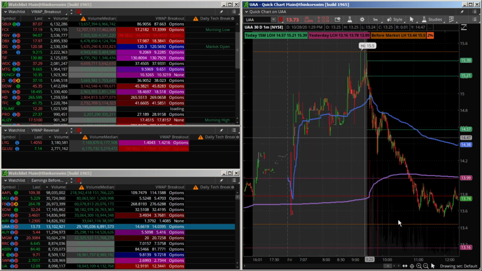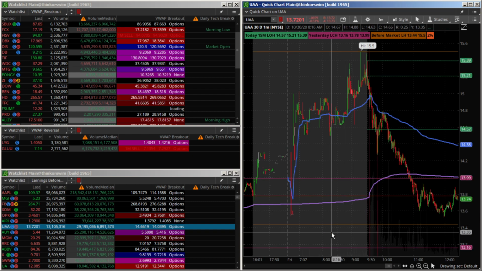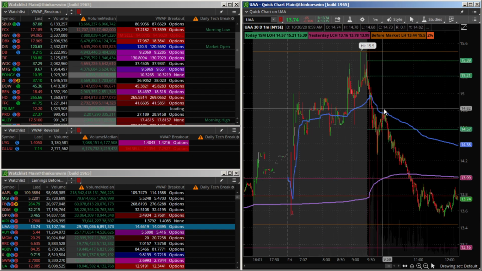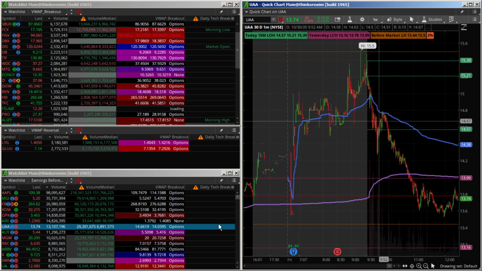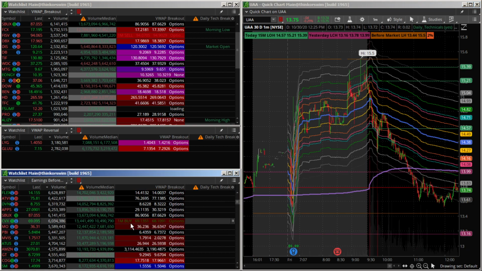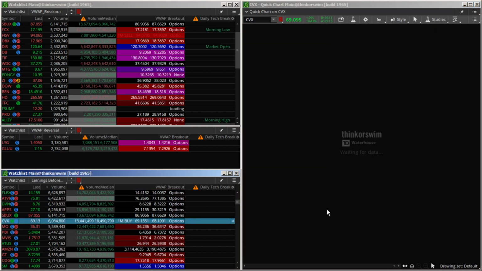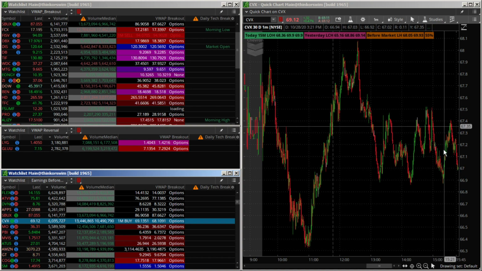In this case, would that have caught UAA on the reversal this morning? Because it was a really good short. I don't know, would the scanner have caught that? Yes, it would have given you the signal. When it's back at VWAP, it would have appeared over here. So let me find another one. CVX over here, we're currently at the 1 minute.